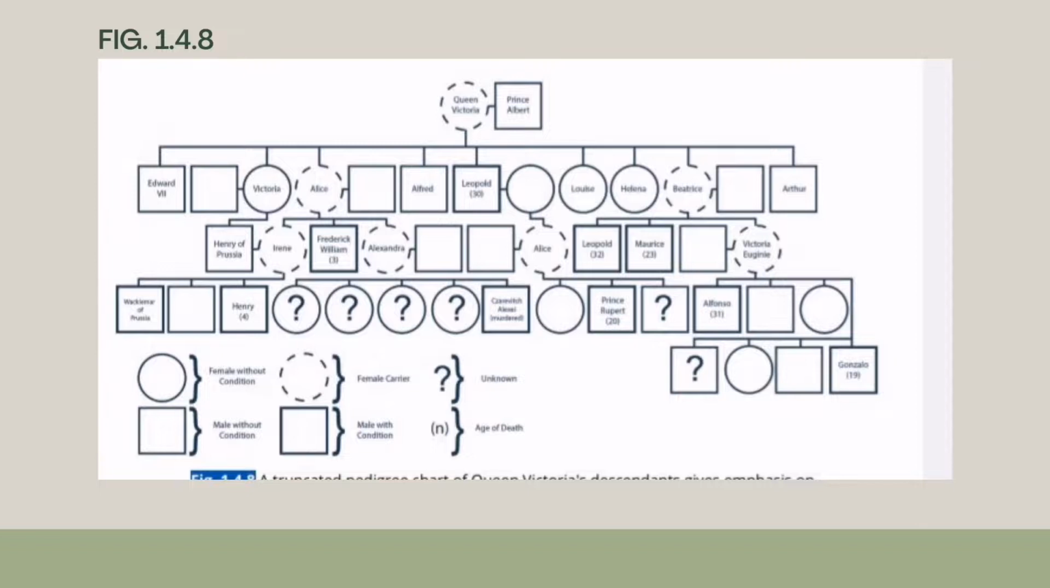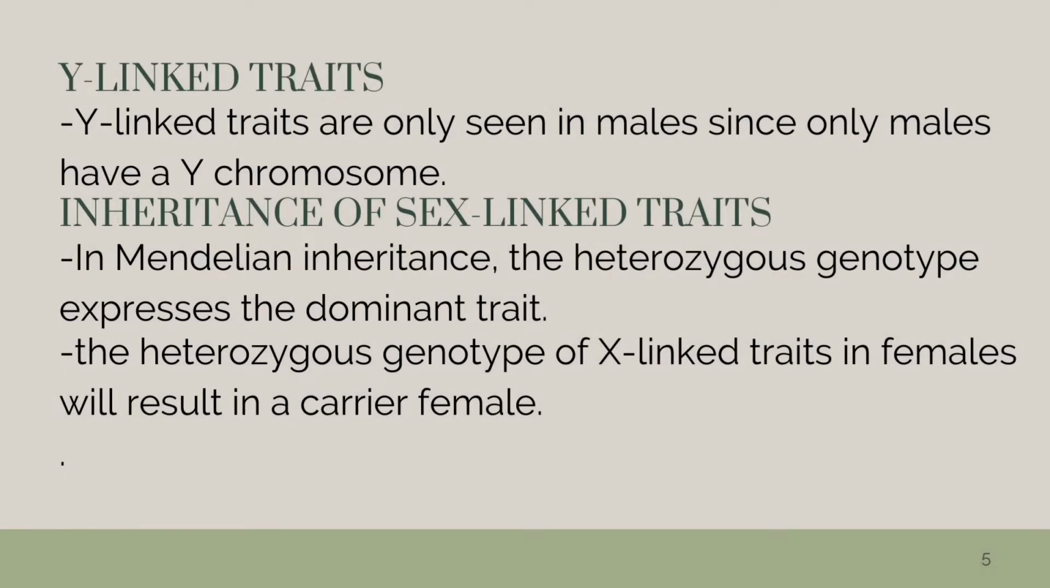As shown in the pedigree chart of the royal family, 3 out of 9 children of Queen Victoria inherited the trait. Her son Leopold died because of hemorrhage when he was 30. Her daughters Alice and Beatrice, who were carriers, passed the trait onto their offspring. The pedigree chart shows that hemophilia, an X-linked trait, is more common in males than in females. Y-linked traits are only seen in males since only males have a Y chromosome.